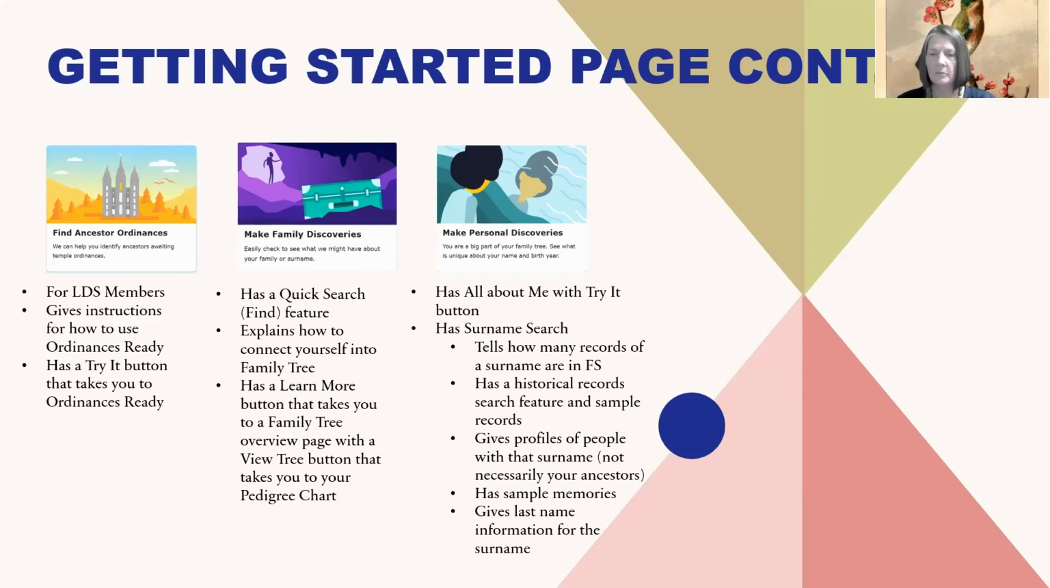It gives profiles of people with that surname. Again, not necessarily your direct ancestors. It has sample memories so that you can see what kinds of things people have put in for that surname. And it also gives last name information, which can be actually interesting. My maiden name is Hicken, and it comes from Hickesbotham, which is like a swampy, marshy area.